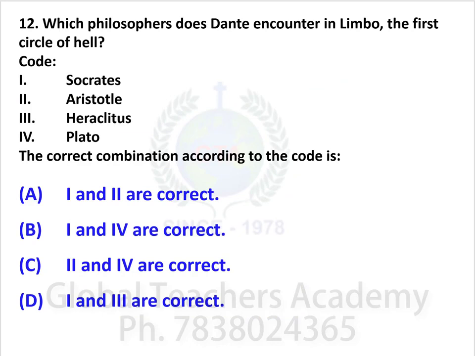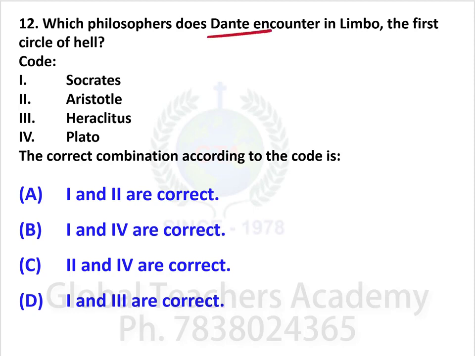Which philosophers does Dante encounter in limbo, the first circle of hell? Is it 1. Socrates? 2. Aristotle? 3. Heraclitus? 4. Plato? And then there are the combinations that are given. A, 1 and 2 are correct, so Socrates and Heraclitus. B, 1 and 4 are correct, so Socrates and Plato. C, which makes it Aristotle and Plato. And D, which makes it Socrates and Heraclitus.